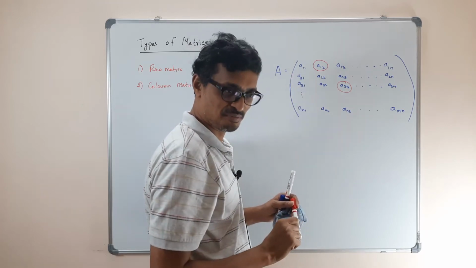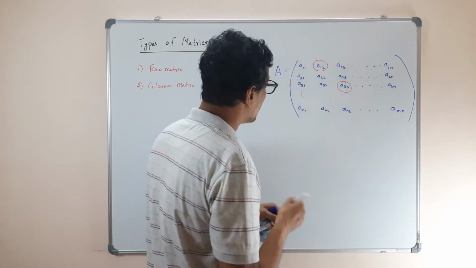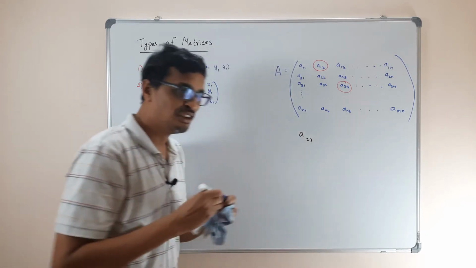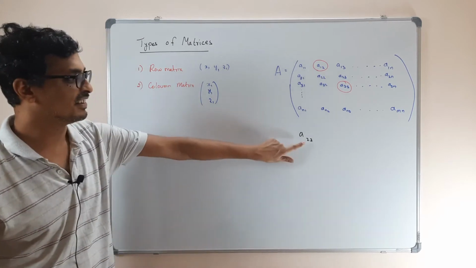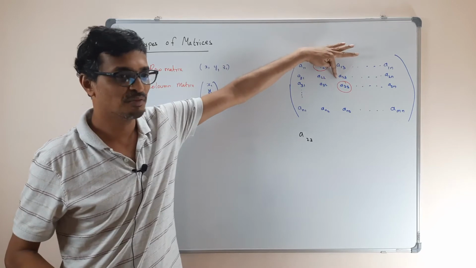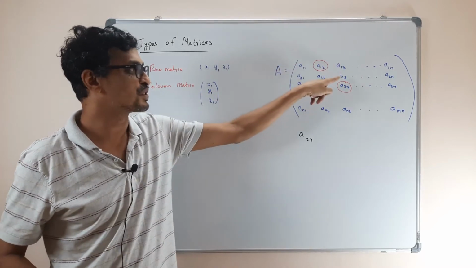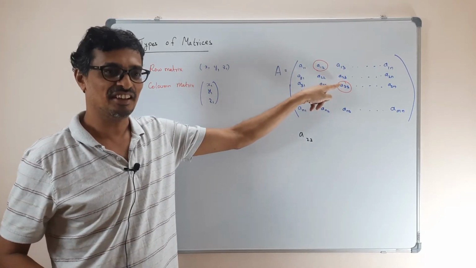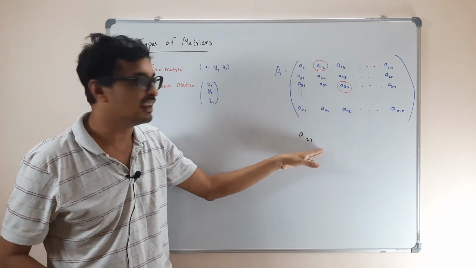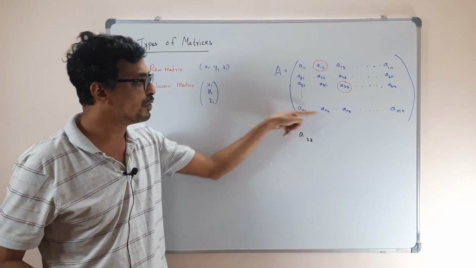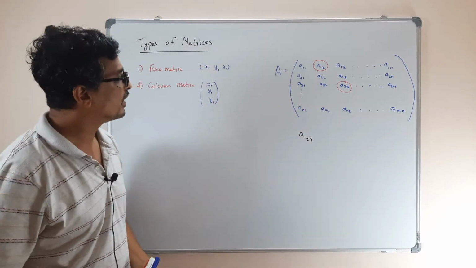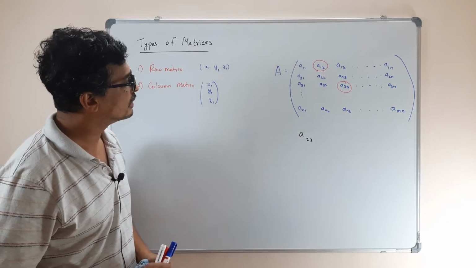You got it? Suppose I write A of 2, 3. You can clearly say that is the second row, third column, so this value corresponds to here. Or you can say A of N, 3 or N, 2. That means the nth row and second column.